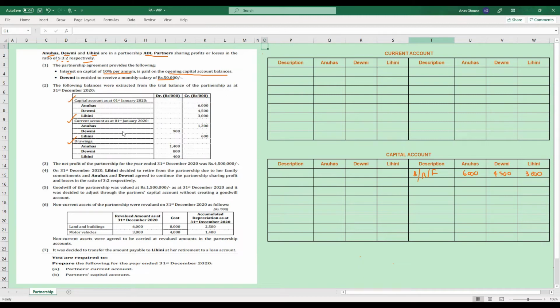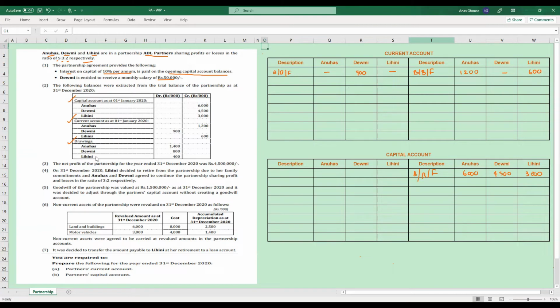Then the current account balance is also given. Let's take the current account balance brought forward. Anuhas is 1.2 million, and Devmi has a debit balance. So therefore you have to take it on the debit side, which is 900,000, we'll take 900. Then Lihini has 600,000. So these are the opening balances.